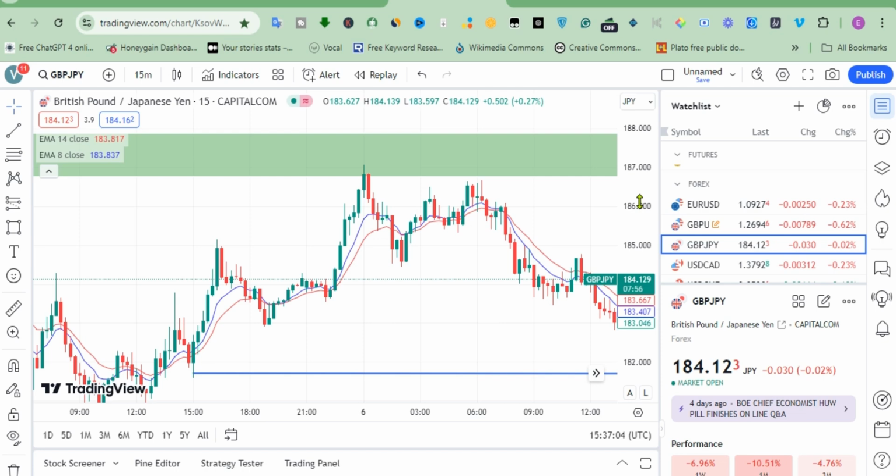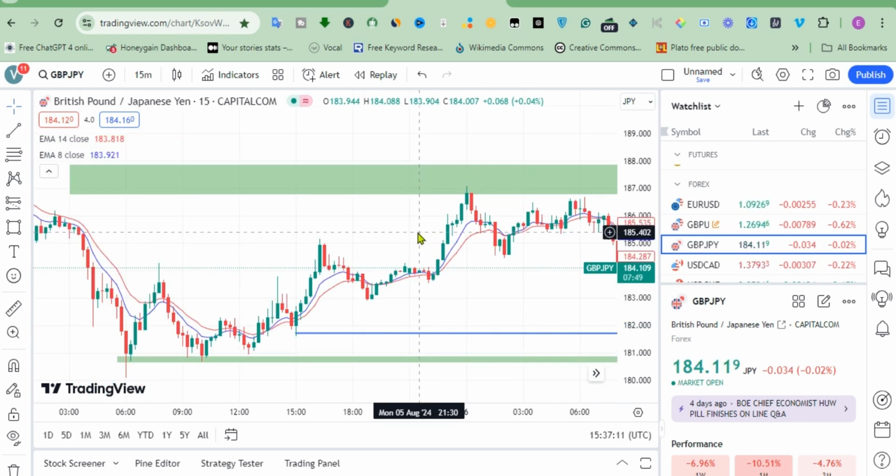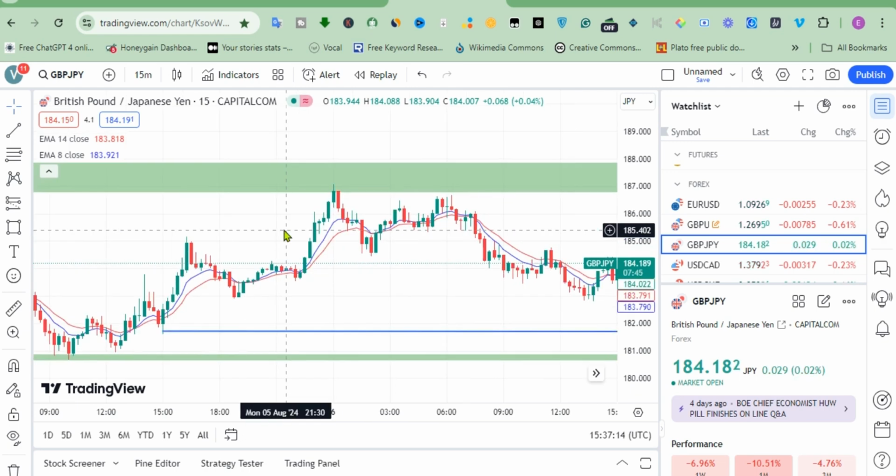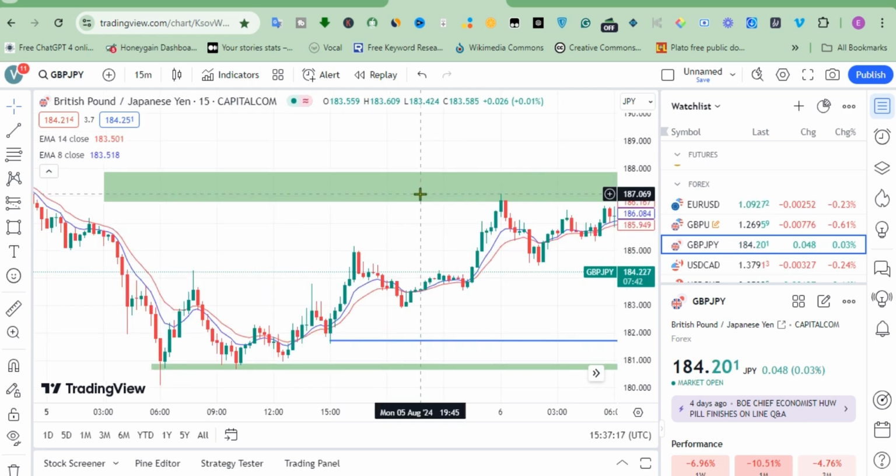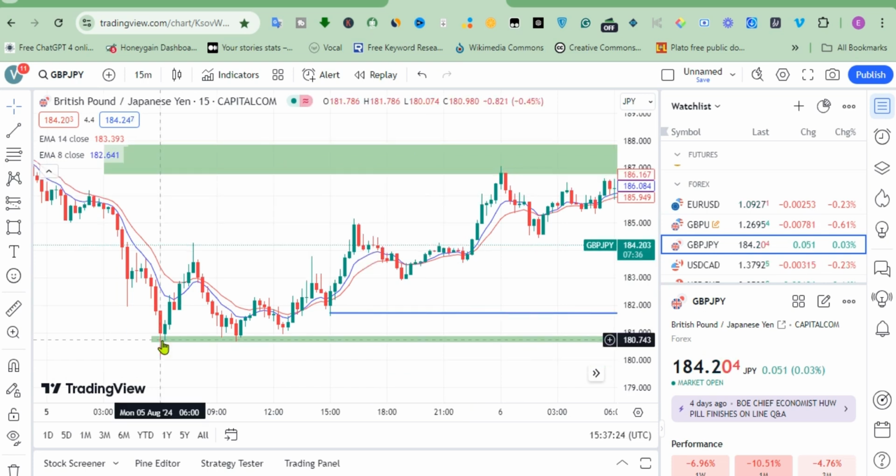Okay, this is GBP/JPY, British pounds against Japanese yen. Now I've drawn this before, I think it was this morning. See, that's what happened here. Price came down here, went up, came down again to this zone and went up again. That's why I drew this line.